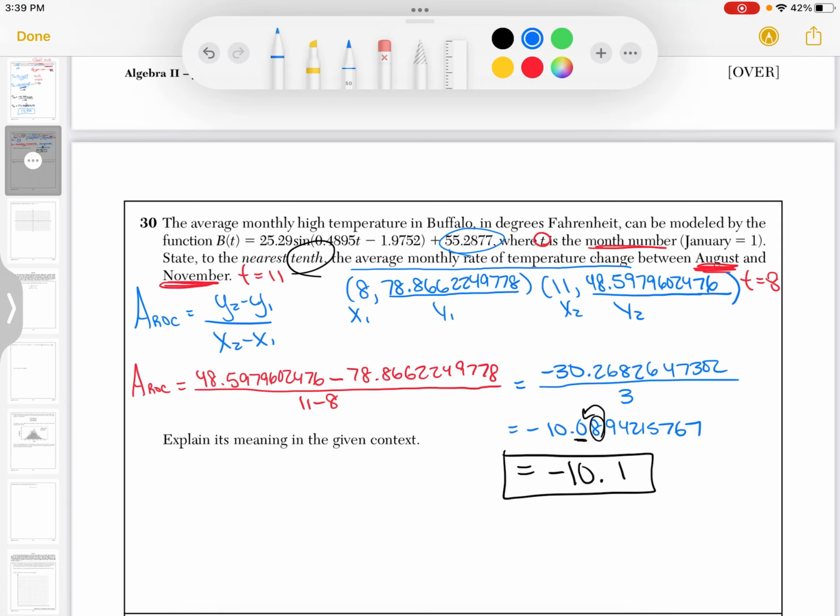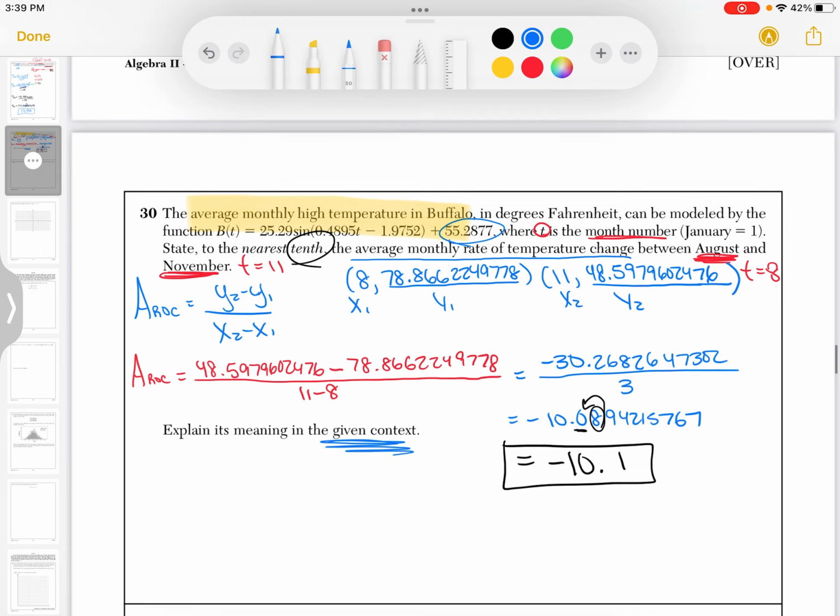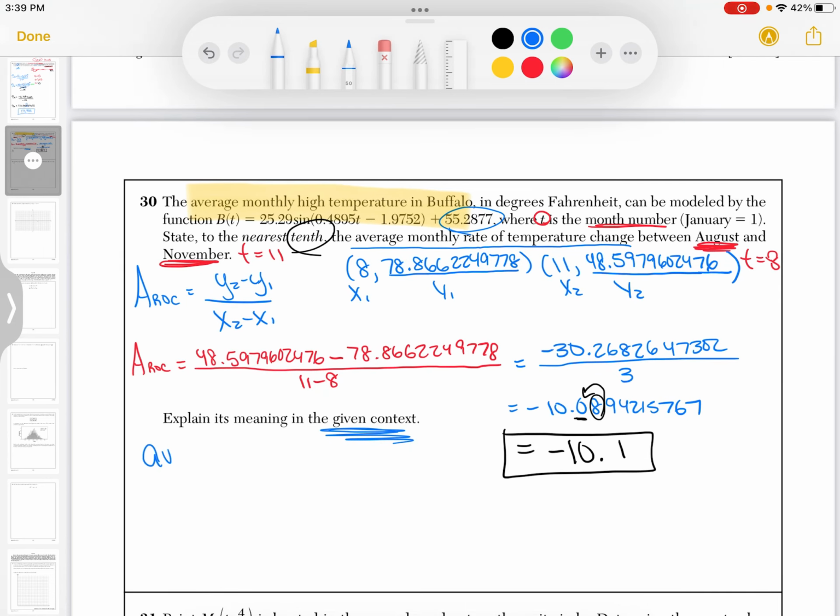Be careful. Okay, now part B, explain its meaning in the given context. Whenever a problem says in the given context, it means you have to talk about the context, believe it or not. It says average monthly high temperatures in Buffalo. That's what we're talking about here, so I need to be mentioning that in my problem. So I'm going to write the average monthly high temperature. Should I write temp? No, temperature. The average monthly high temperature decreased. I'm going to write decreased because my average rate of change was negative.